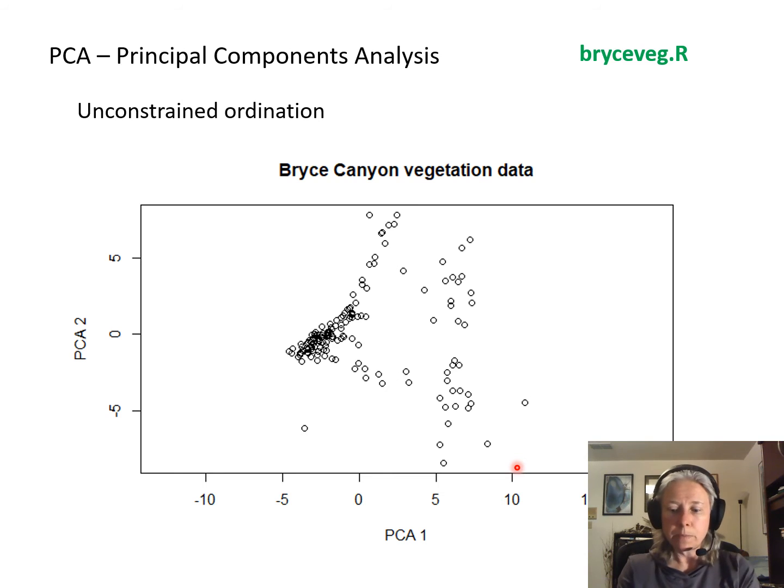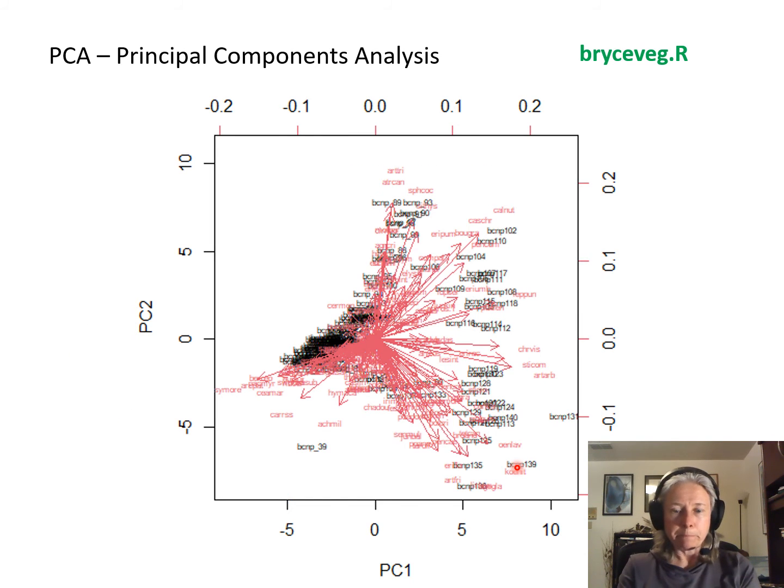So these are just the sites. When we plot the species on this, we get what's called a biplot because it shows two sets of variables, sites and species in our case. In this graph, the sites are no longer the circles. They're black text, the site names here. And the species are in pink with these pink arrows. The site names occupy the same physical place on the graph as in the previous graph.